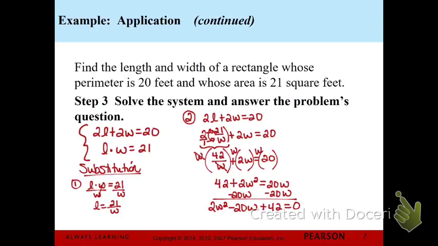Now we're ready to factor. What's our first step of factoring? Greatest common factor. Does this have a greatest common factor? 2. Good, let's go ahead and do that, so we don't have to deal with it later. So we're going to take out a 2, divide it out, and we're left with W squared minus 10W plus 21.